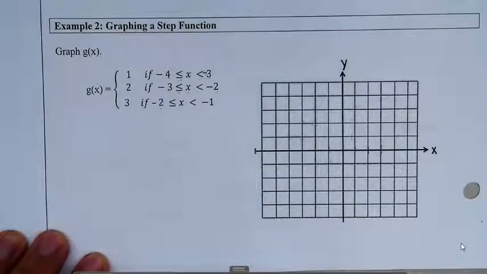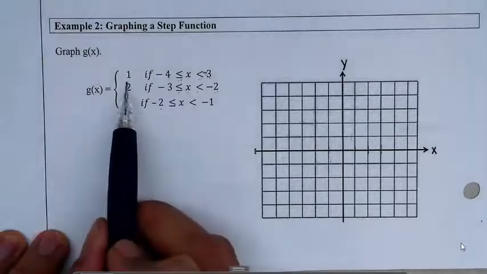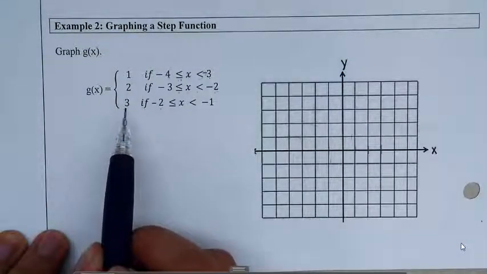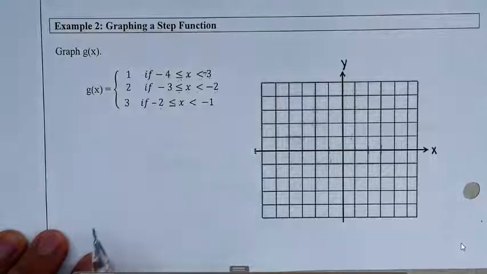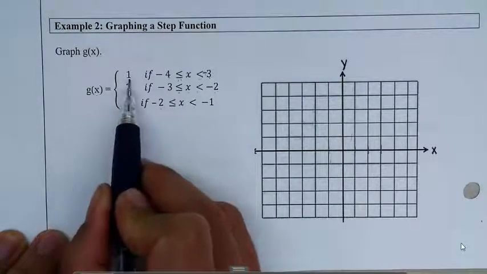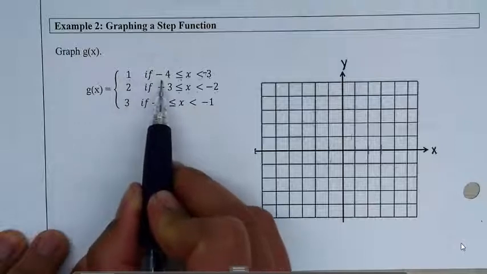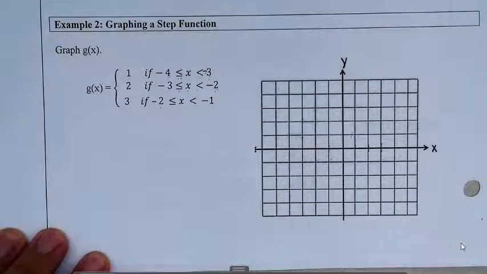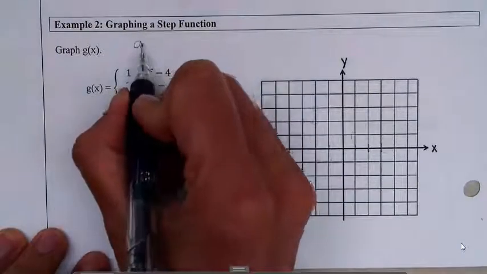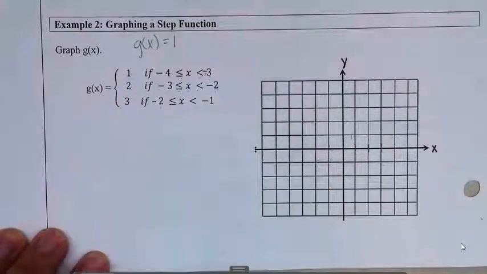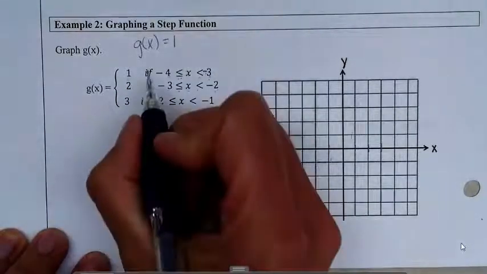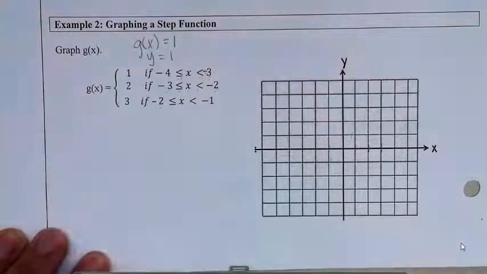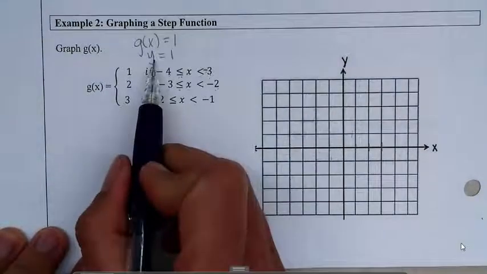Now, each piece of this function just has a constant. So these are what we call constant functions. And basically that just means that g of x equals 1 if I'm in between -4 and -3. So what is the graph of g of x equals 1? That's a good question. What does that look like? Or in other words, what does y equals 1 look like? Hopefully by now you realize that that is a horizontal line. It goes through y equals 1.